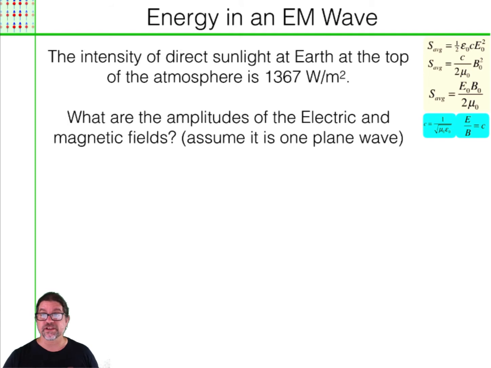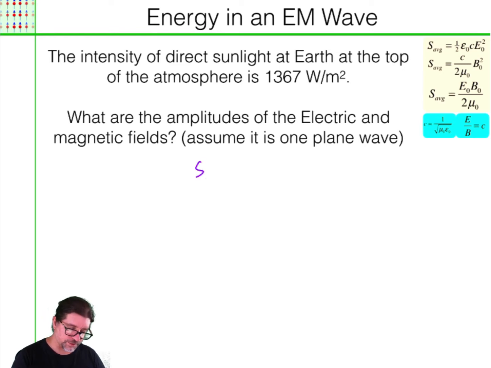So the intensity of direct sunlight at the top of this atmosphere is about 13.67 watts per square meter. What are the amplitudes of the electric and magnetic fields? So this is assuming that the sunlight is just one electromagnetic wave. Of course, it is a lot of different waves of all different wavelengths, but let's just assume it's one electromagnetic wave. What is the electric and magnetic field?